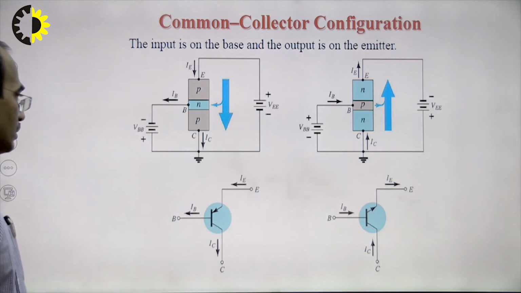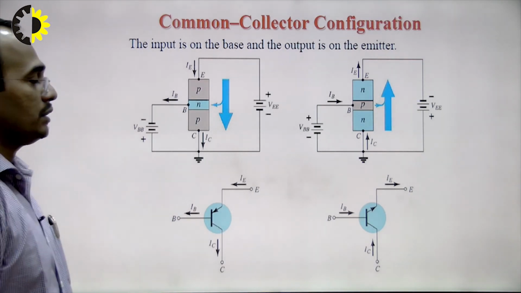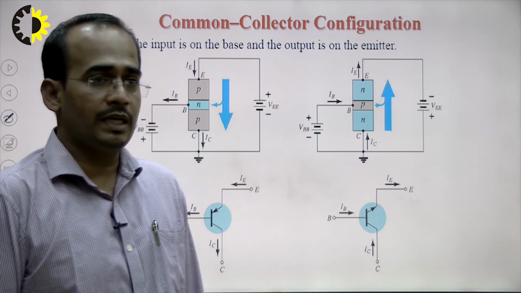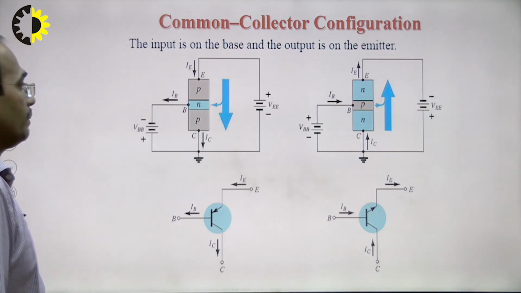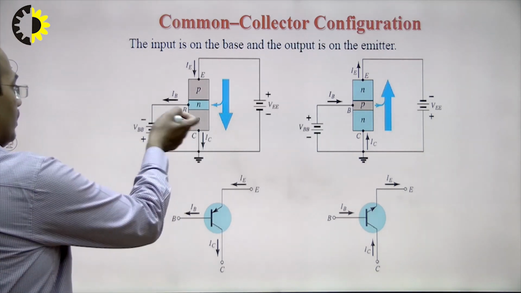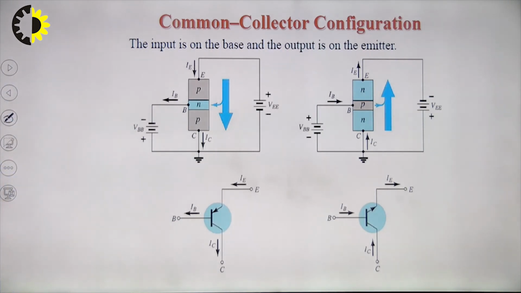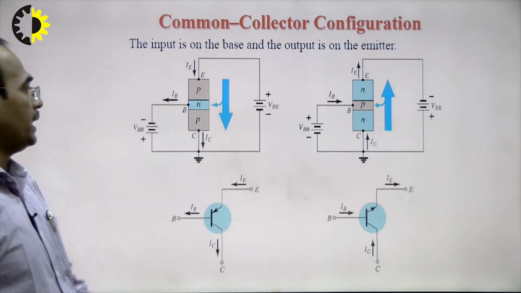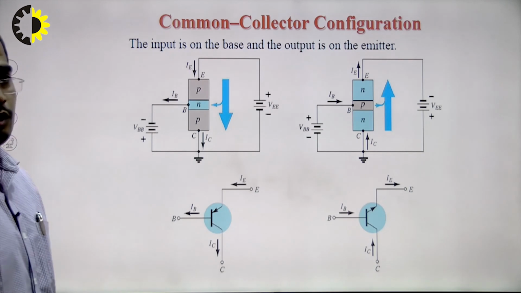So, I have to make the emitter base junction forward biased and the collector base junction reverse biased. For making the emitter base junction forward biased, I have connected the emitter terminal to the positive terminal of the battery and the collector terminal to the negative terminal of the battery.